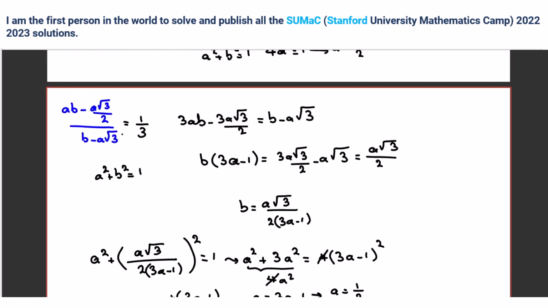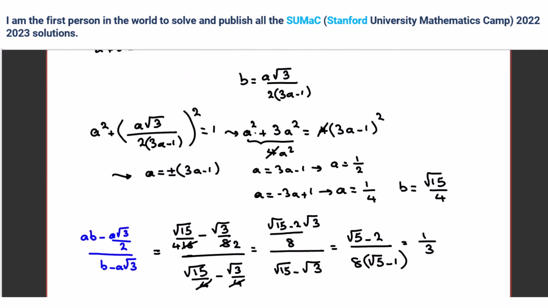So let's check it again. 3ab minus 3a root 3 over 2 is equal to b minus a root 3. b times 3a minus 1 is correct. 3a root 3 over 2 minus a root 3, so 3 minus 2 is a root 3 over 2. Agreed? So b is equal to a root 3 over 2 times 3a minus 1. So a squared plus a root 3 over 2 times 3a minus 1, squared, is equal to 1. So a squared plus 3a squared over 4 times 3a minus 1 squared.